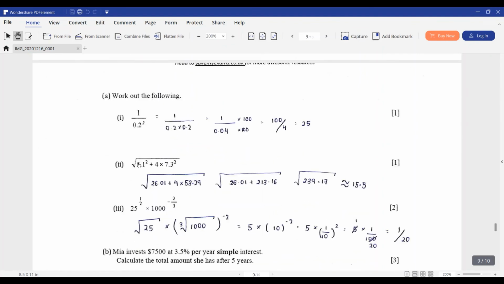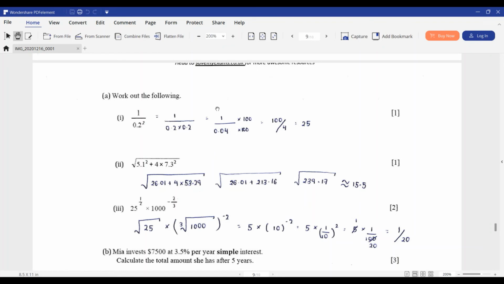Okay, so now we're going to part A of an unknown question. So Roman 1, 1 over 0.2 squared. So what is 0.2 squared? It is not 0.2 times 2, as some people make the mistake. 0.2 squared is 1 over 0.2 times 0.2. This is equal to 1 over 0.04.